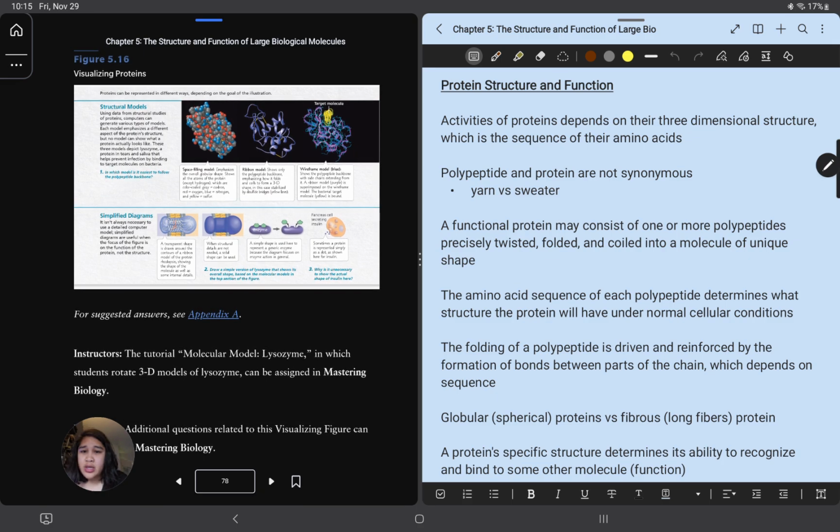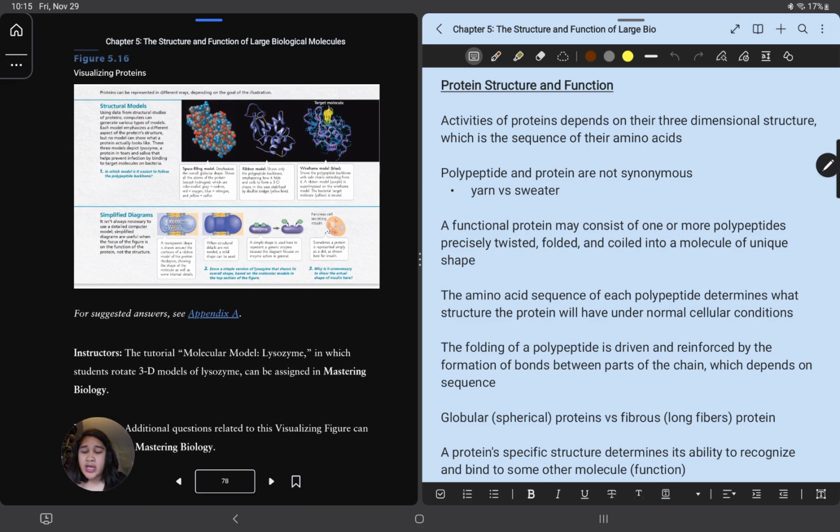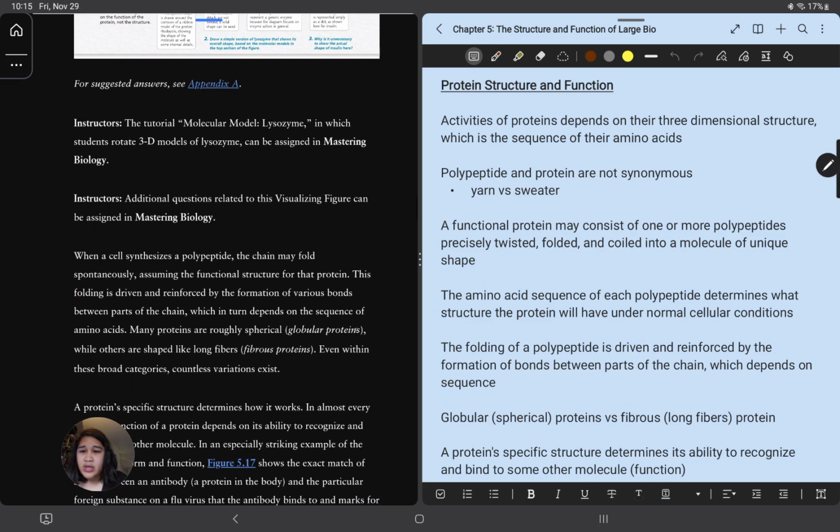So we have the different models and diagrams in this figure. We're not going to go over that.